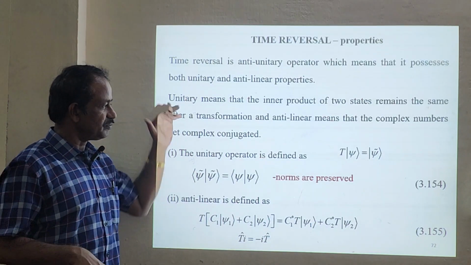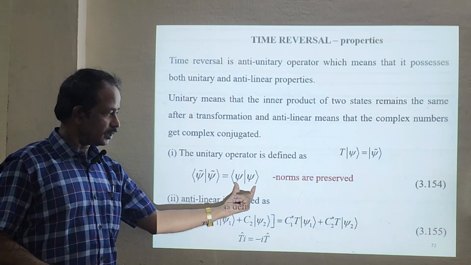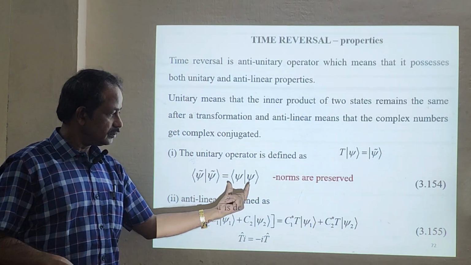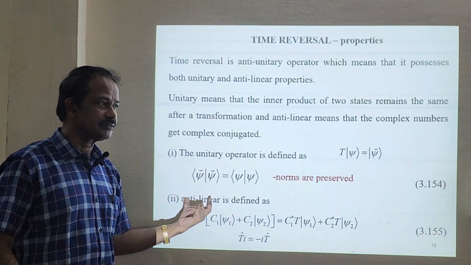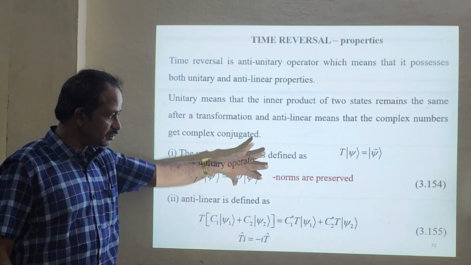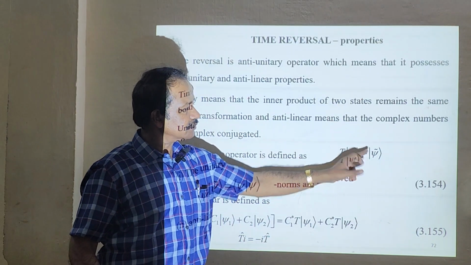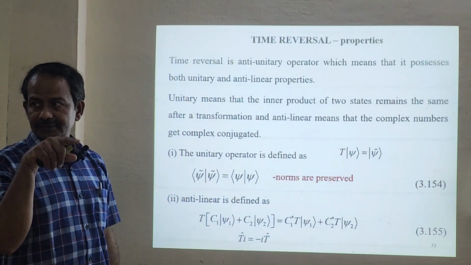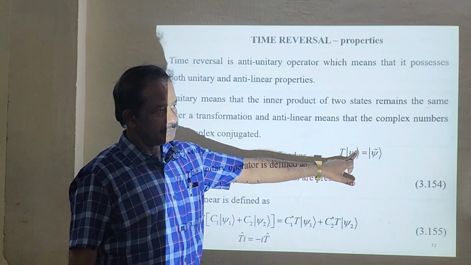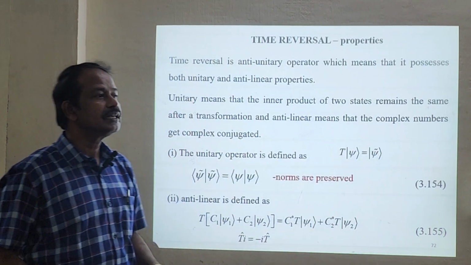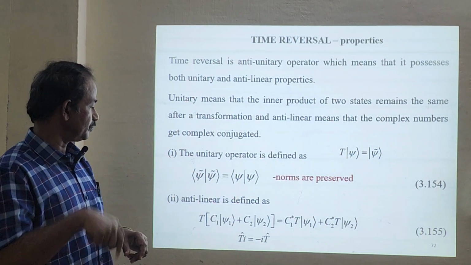For example, the first one, the unitary operator: the norm before and after, they are the same. So norms are preserved. You are going to take the transformation. This is the old one. This is a new system. Tilde is the new system. T psi acts, that will give you psi tilde. The time reversal operator operating on any quantum system will give you the new system, which we call tilde.